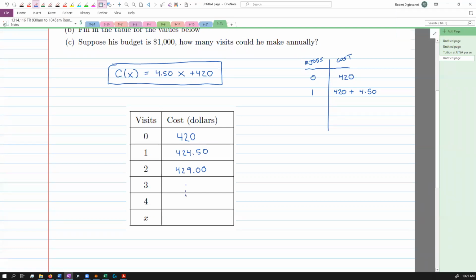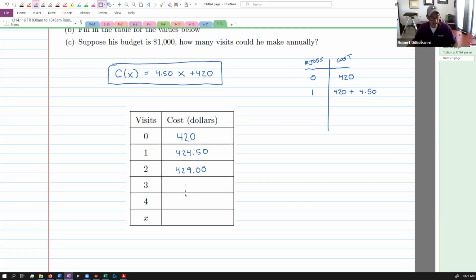So for C, it would just be like 1,000 minus 420, and then the rest divided by the 450. Yeah, so for C, right, it's saying suppose his budget is $1,000. How much, if he has that in his pocket, how many visits can he make? Look, we're not taking into account the money he's bringing in. So I understand that this doesn't seem relevant. Like, why would you only look at the cost? That doesn't make a lot of sense, but you'll see, I'm going to add to this after we're done. So suppose his budget is $1,000. How many visits could he do?